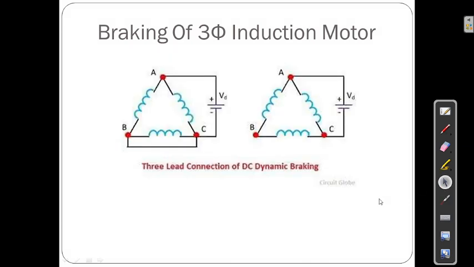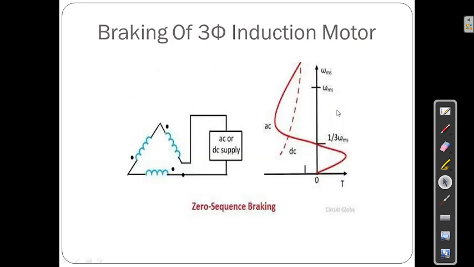You will see over here, this is the three lead connection with the DC dynamic braking. These are connected in series with the power supply. This is also the zero sequence braking.